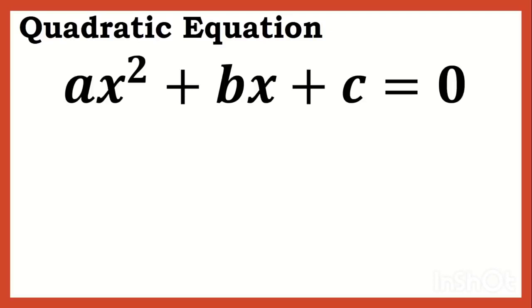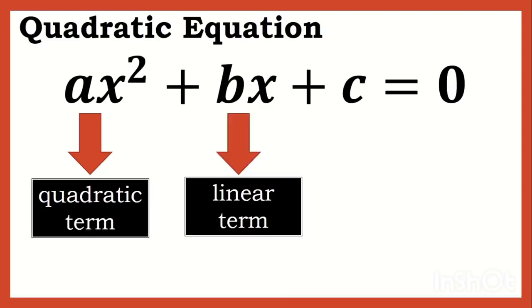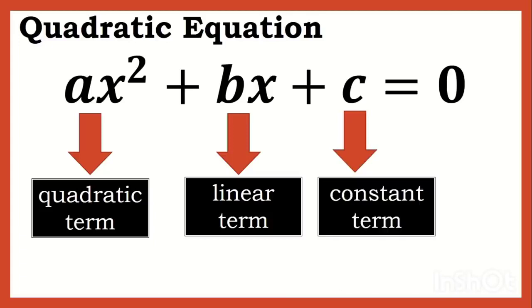Let's have the parts of quadratic equation. What is ax squared? This is our quadratic term. So, we have 3 terms in quadratic equation. Now, what do we call the second term? Bx is the linear term, while c is our constant term. So, in quadratic equation, in standard form, ax squared is the quadratic term, bx is the linear term, and c is your constant term. Equals 0.